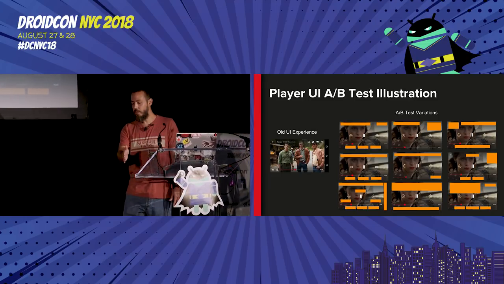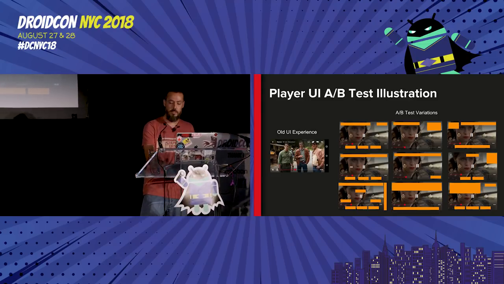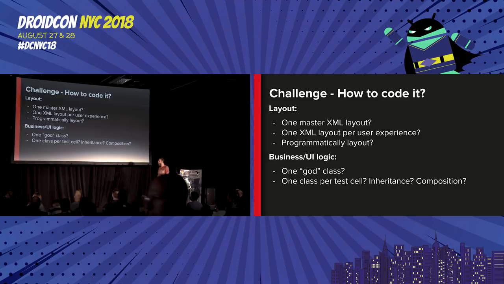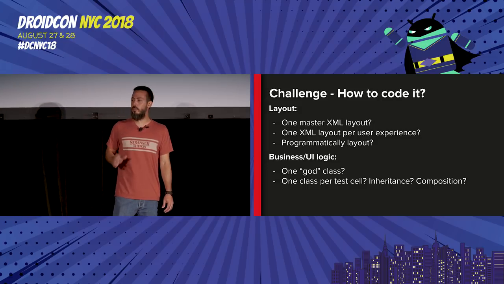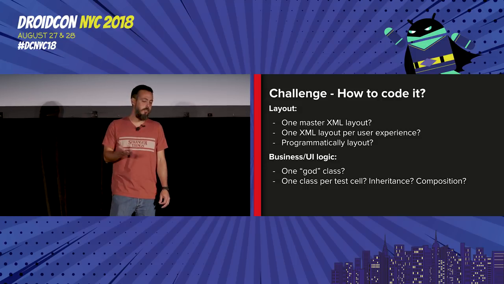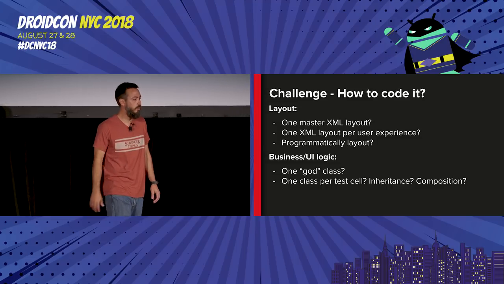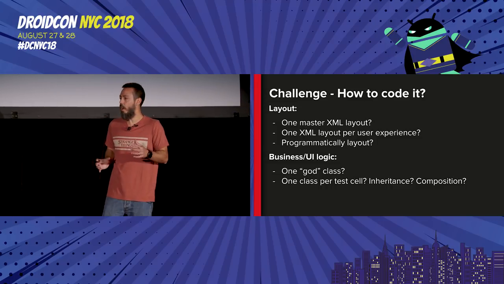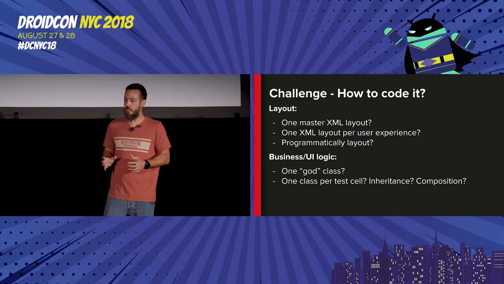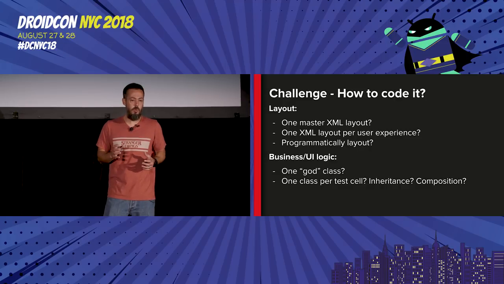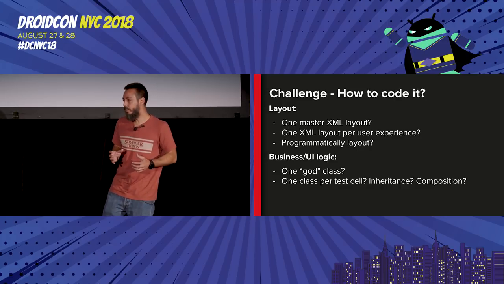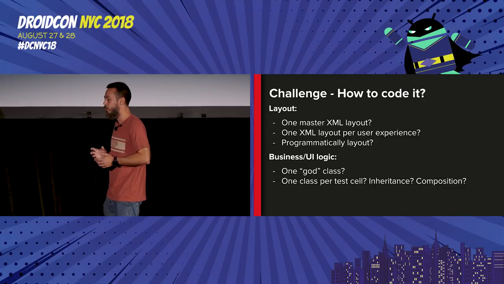And we cannot break the current one because everybody's using that. So what do we do? How do we code that? That's the hardest part. So there are some approaches that we can use. The first one, and the simplest one, would be a giant XML layout that has all the permutations of all the UIs in a single one, which is very hard to maintain and to implement.